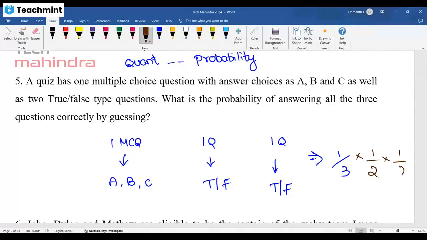Next one out of that, 1 only. So 1 out of 2 is your answer. Your answer is very simple: the probability of guessing all the answers correctly.